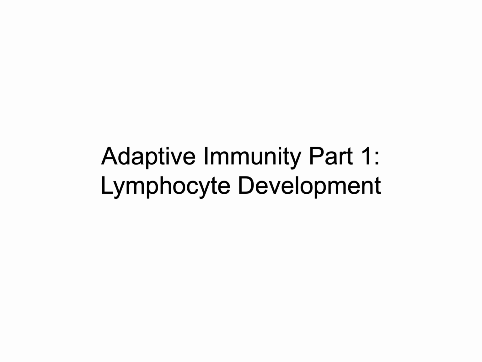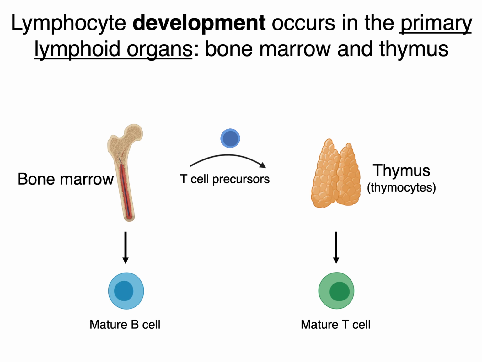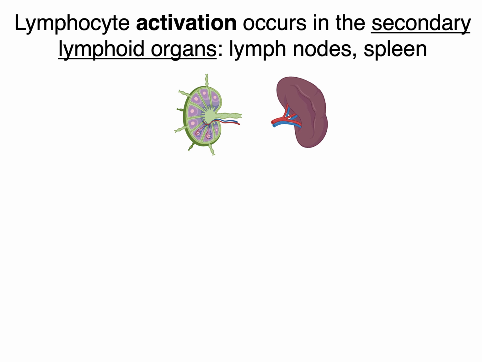In this first part of our series on adaptive immunity, we're going to discuss lymphocyte development. Lymphocytes develop from hematopoietic stem cell precursors in the bone marrow and the thymus, and for this reason, these two organs are referred to as the primary lymphoid organs. B cells mature in the bone marrow. T cell precursors migrate to the thymus, and there they finish their maturation process.